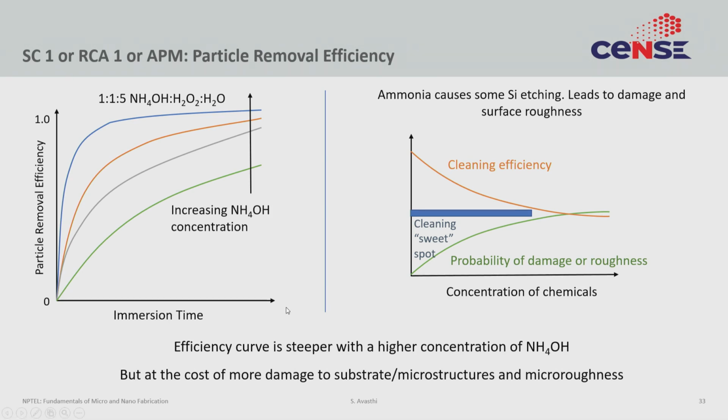The other thing is the ammonia actually does cause some amount of silicon etching. It's a base, and basic solutions etch silicon, and that does lead to damage to very small features, and might also cause something called micro roughness. So even though you start with a smooth surface, if you leave it in ammonium hydroxide, it will start to roughen up. So that can be prevented also by going to lower concentrations, but at the cost of lower cleaning efficiency.